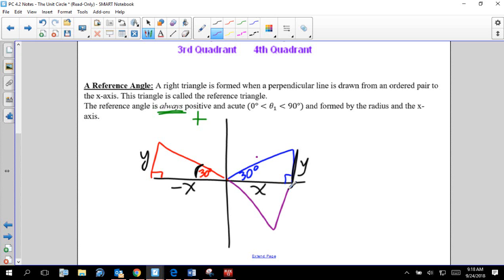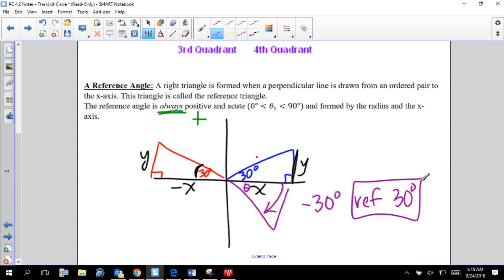So if I ask you to find the reference angle of a negative 30 degree theta, you're going to tell me positive 30 degrees. The reference angle is still positive, even though I went negative.